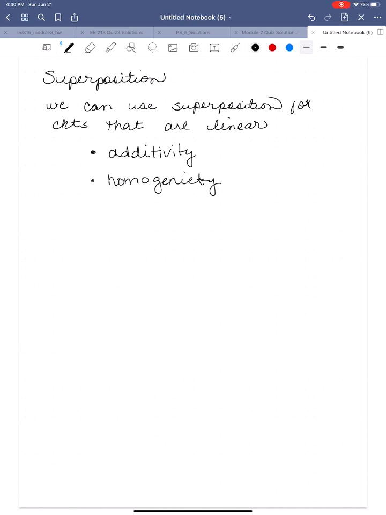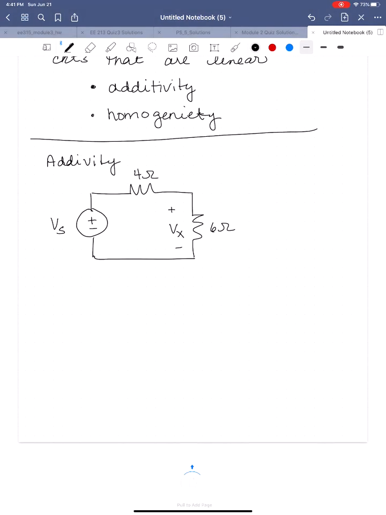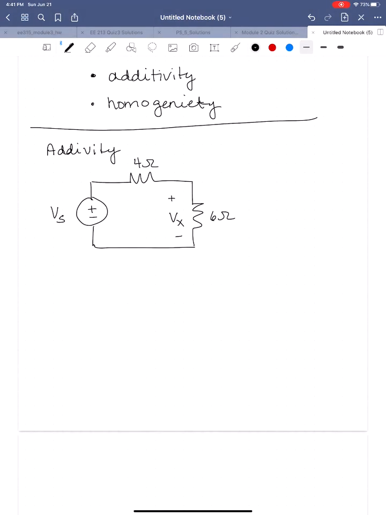Okay, additivity is kind of easy. Homogeneity is a little bit more complicated. So let me show you what additivity is. So let's say we have a very simple circuit. This is actually just going to be a plain old voltage divider. So we have a voltage source Vs, and we have two resistors, 4 ohms here and 6 ohms here. Okay, and we're going to solve for this voltage Vx.